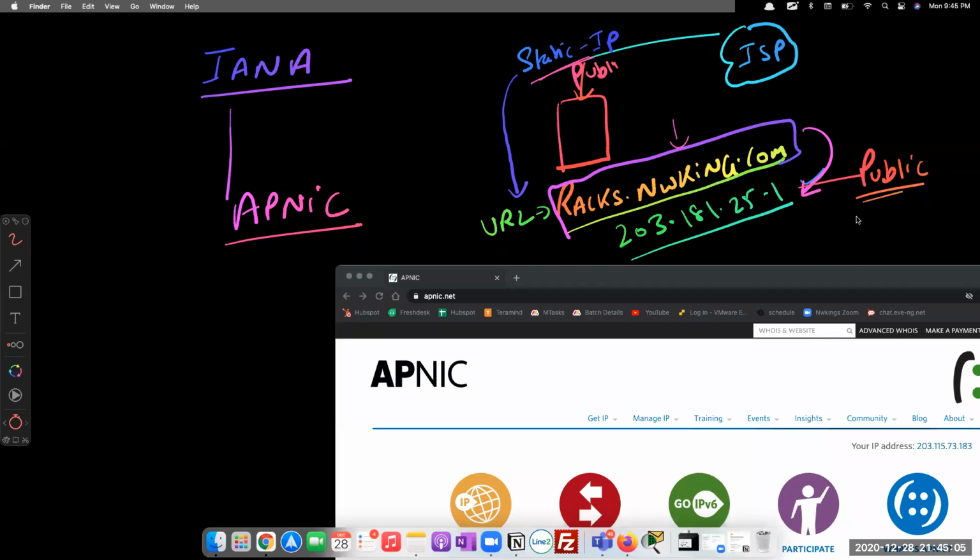So why does everyone need a public IP? So that you can access the servers, you can access the websites. So you need public IPs.